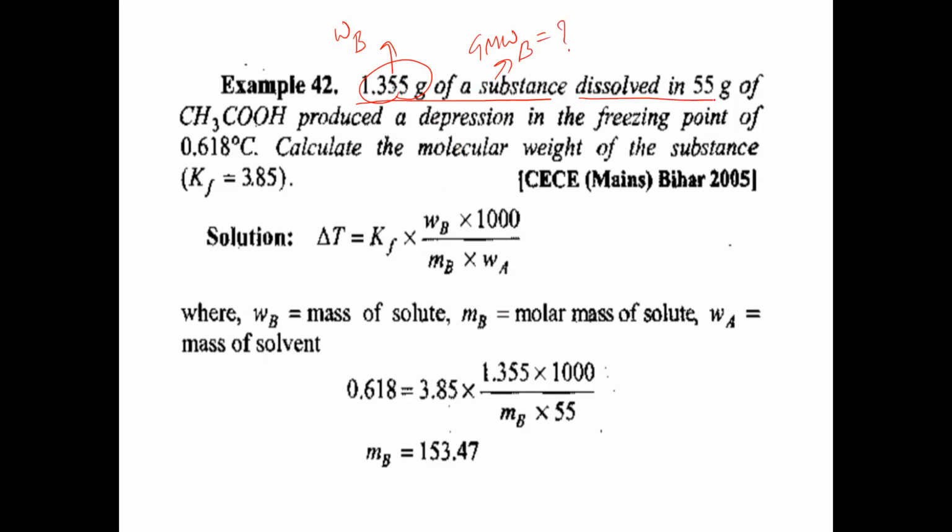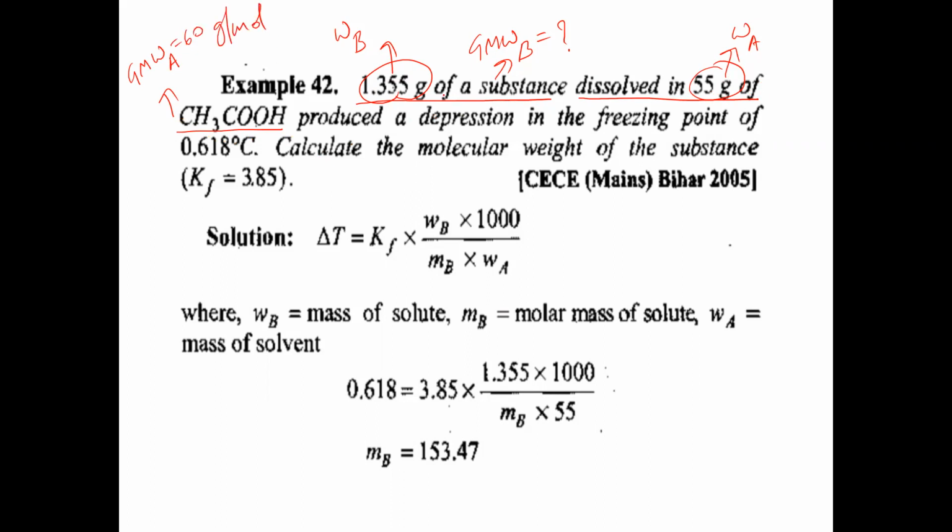Dissolved in 55 grams of acetic acid. What is the name of this? Acetic acid. Here 55 grams is the weight of solvent, weight of solvent in grams, and it is acetic acid. What is the gram molecular weight of acetic acid solvent? It is equal to 60 grams per mole.